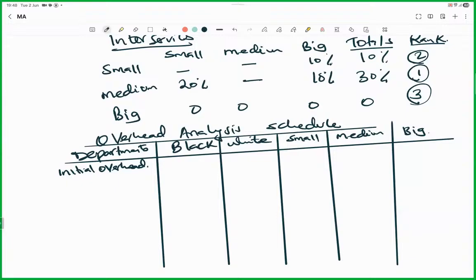So are you able to see the initial overhead allocated? Black got how much? 40,000. White got how much? 65,000. How about small? 6,000. Medium? 10,000. Big? 14,000. So then start your allocations.